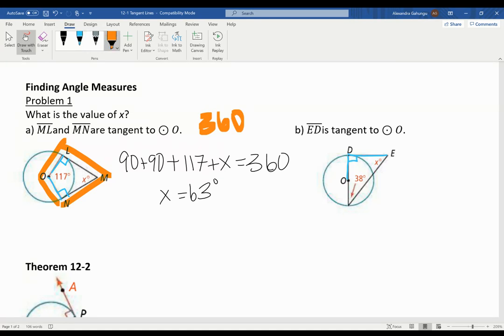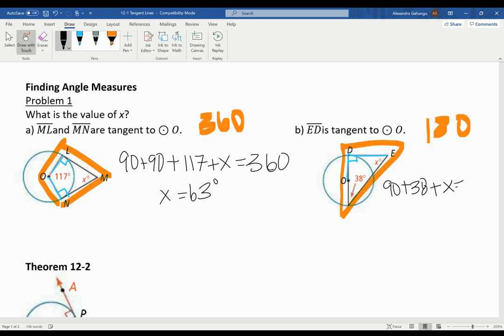And the figure we're working in here this time is a triangle. So the sum of the angles in a triangle is 180. So I'm going to add up all those angles. I've got 90 plus 38 plus x, and they should add up to 180. So I subtract 90 and I subtract 38 from 180. And I get 52 for x.